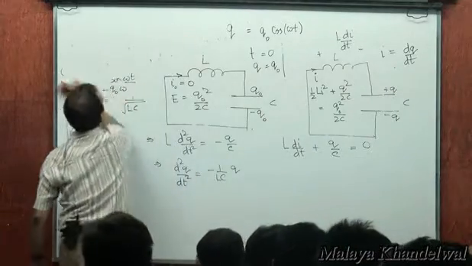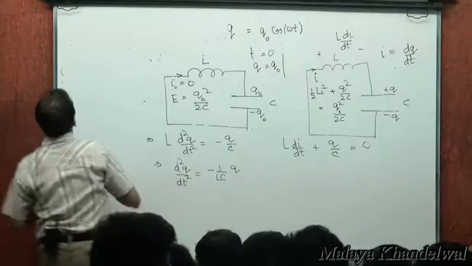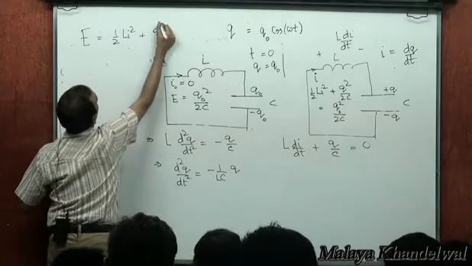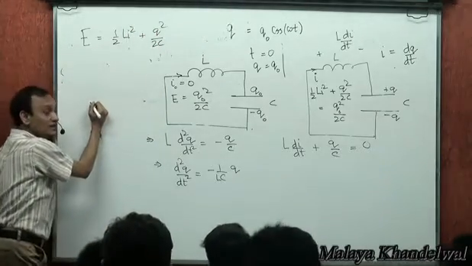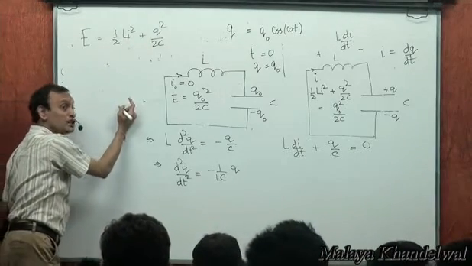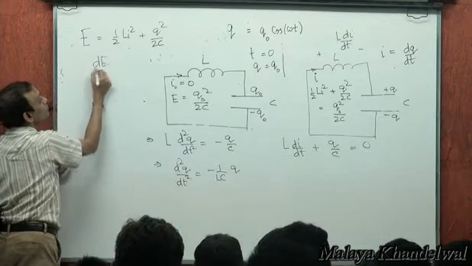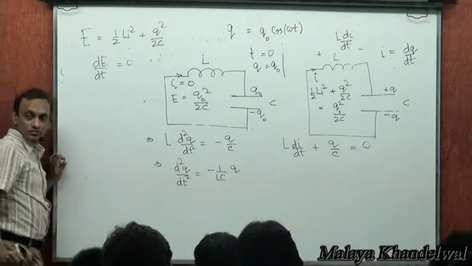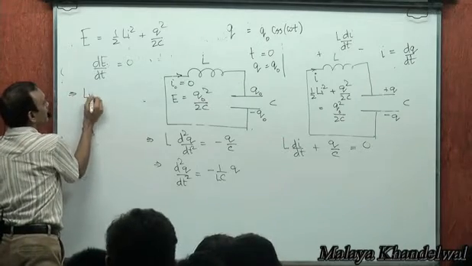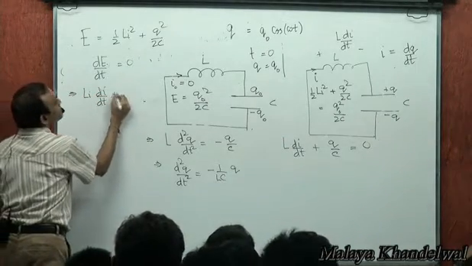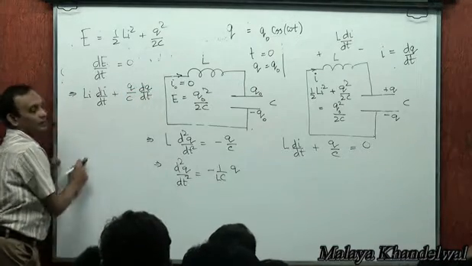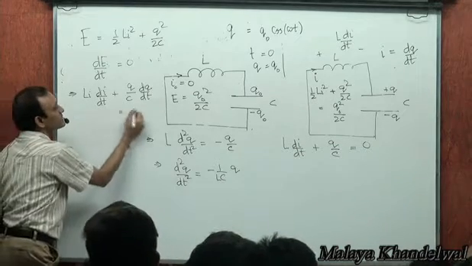In fact, as you can see, the total energy at any given instant of time is half Li squared plus Q squared by 2C. This E is time independent. I varies with time, Q varies with time, but E is time independent. So dE dt must be 0. Is it not? So if dE dt is 0, you get Li di dt plus Q by C dQ dt. That must be 0.